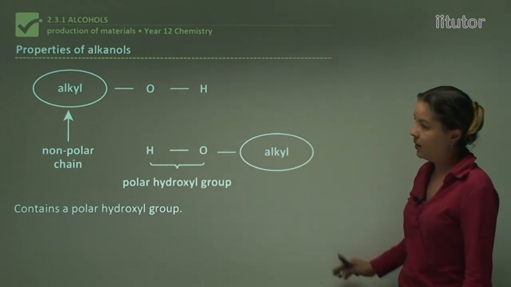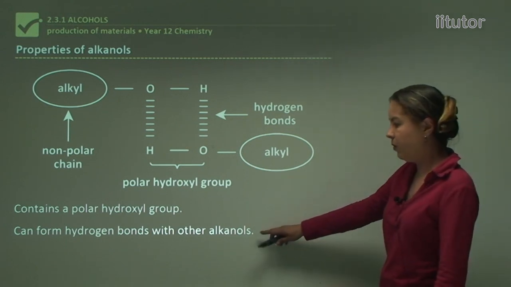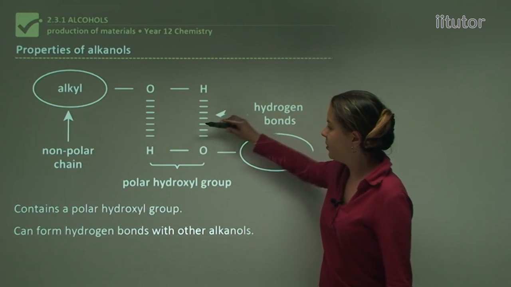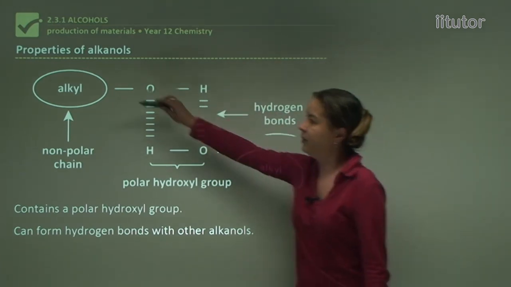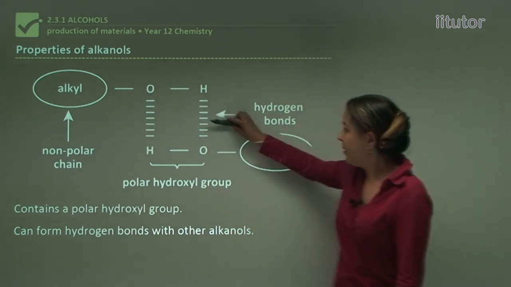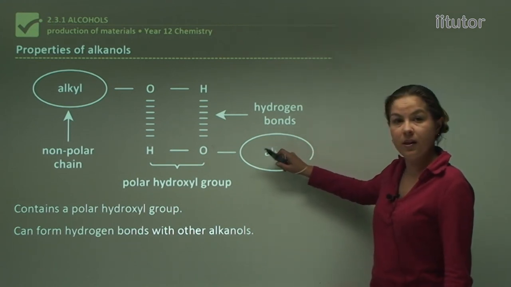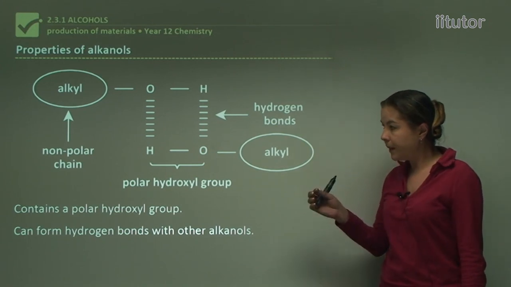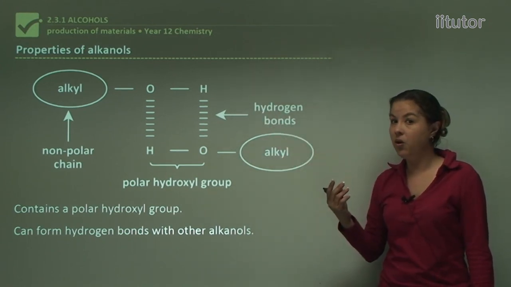and this brings about all sorts of interesting properties for these compounds. So what happens is they can form hydrogen bonds with other alkanols. So in between these two, there's hydrogen bonds between the oxygen and the hydrogen of both of these alcohols. And hydrogen bonds are actually really, really strong. In alkyl groups, because they're non-polar, they only have dispersion forces, which are quite weak. But in alcohols, they have hydrogen bonds, which are very strong.